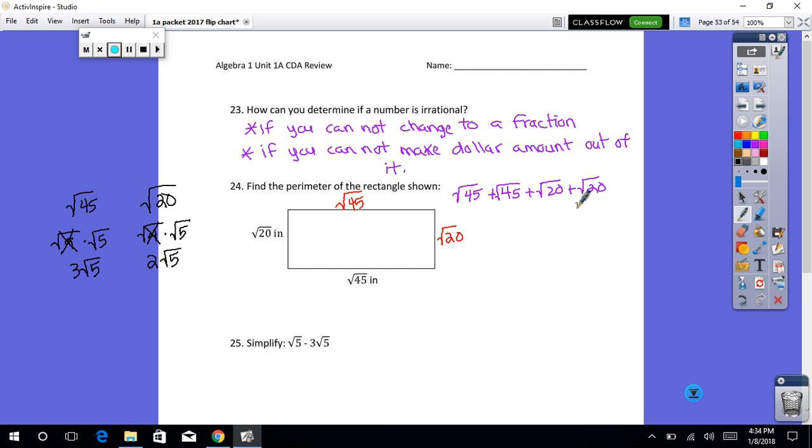Okay, now we can come over here and replace these guys with what we just found their equivalent to be, and then we can add them together. Okay, so over here we said the square root of 45 was 3 square roots of 5. So we have 3 square roots of 5 plus 3 square roots of 5. And the square root of 20 is 2 square roots of 5.